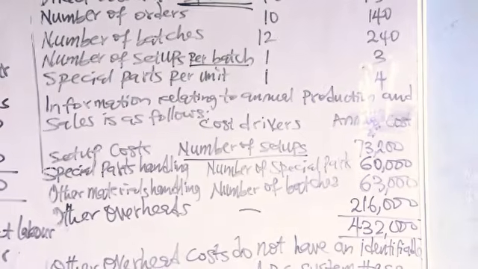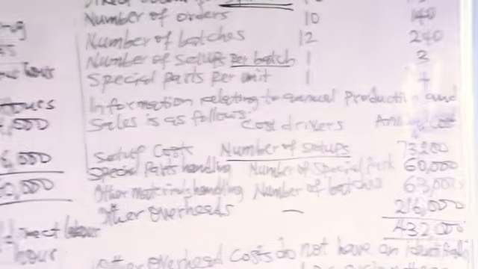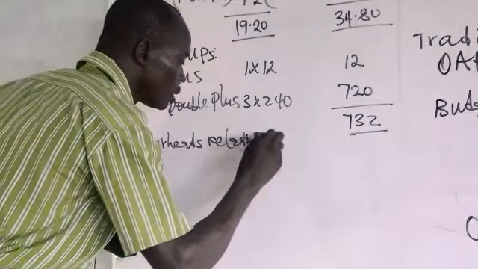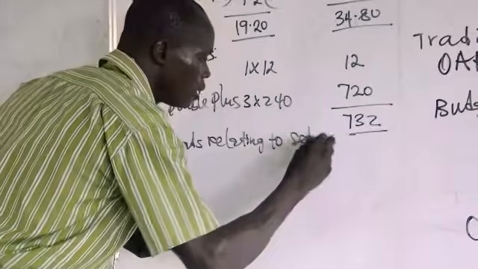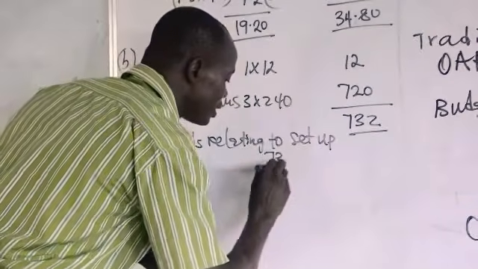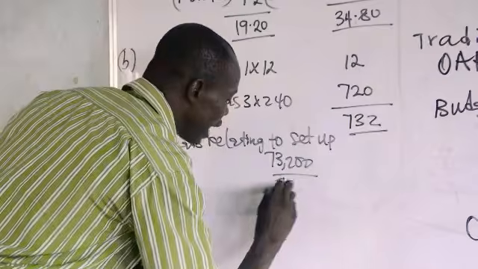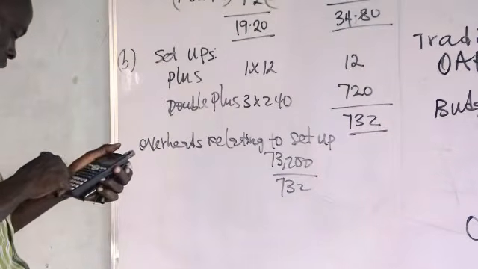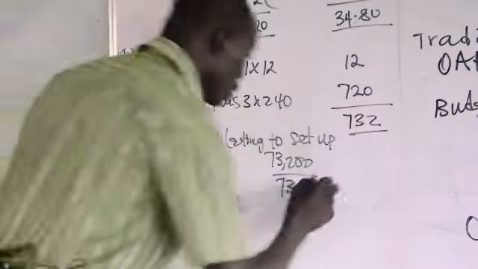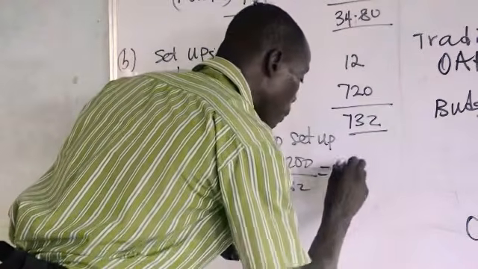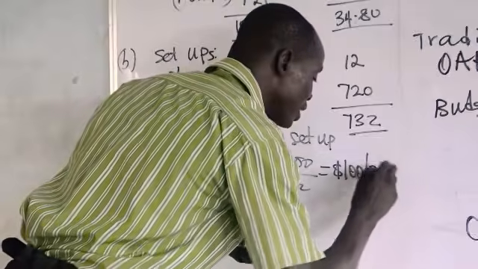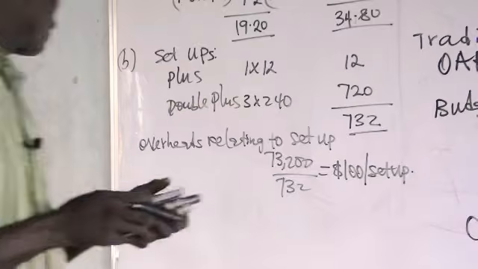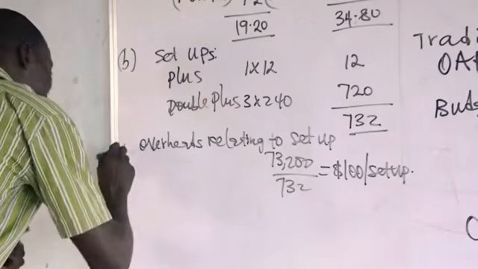Overheads relating to setup is 73,200 divided by 732, and that will give us $100 per setup. That is for overheads relating to setup.